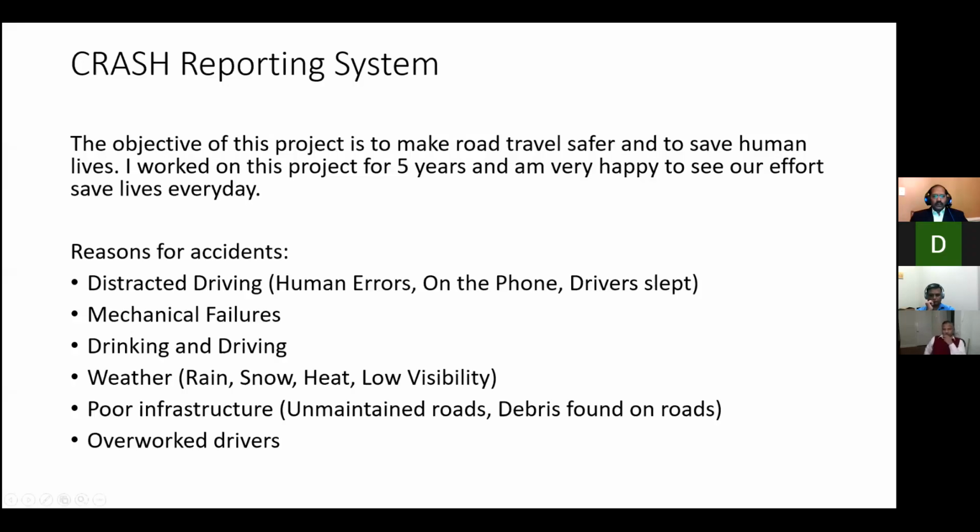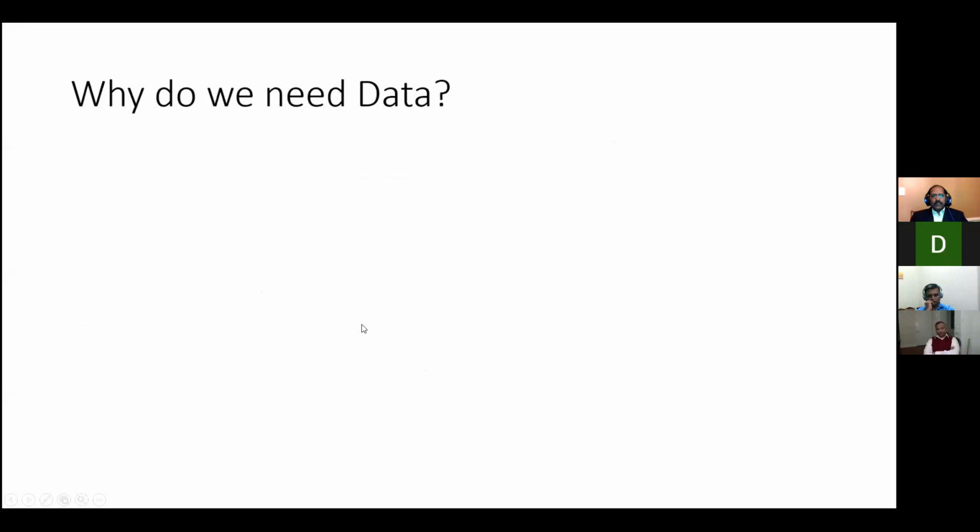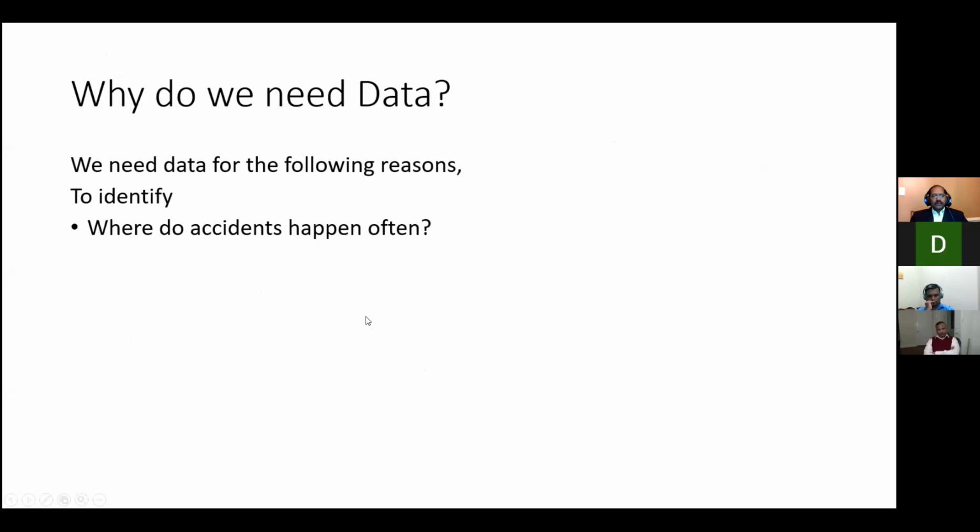Poor infrastructure and overworked drivers are the reasons for all the accidents. So why do we need data? We need data for the following reasons. If you don't know where the problem is, you cannot fix it. You need to first identify the problem, and the data will help to identify where the problem is.